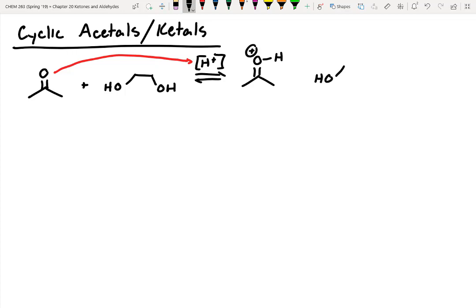Does anybody remember the name of this diol? So you could call it 1,2-ethane diol. However, it's most commonly referred to as ethylene glycol. So it's one of the weird ones. Common industrial reagent. Next step, one of these alcohol groups can attack in. Doesn't matter which one at all. They're symmetric.